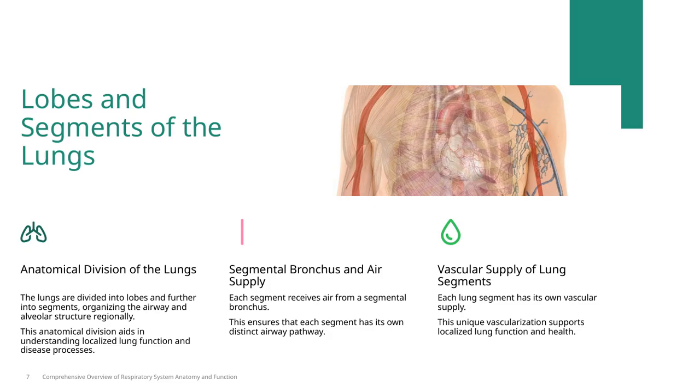Finally, it's important to recognize that each lung segment is supported by its own vascular supply. This unique blood supply not only sustains the health of each segment, but also allows for localized lung function. Overall, this detailed division and organization are fundamental to understanding how the respiratory system operates both in health and disease.